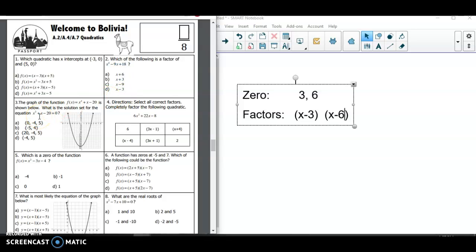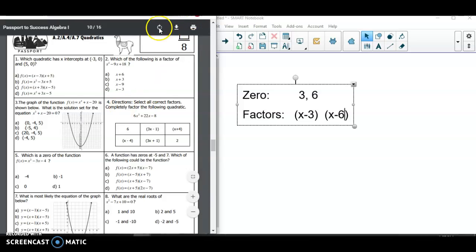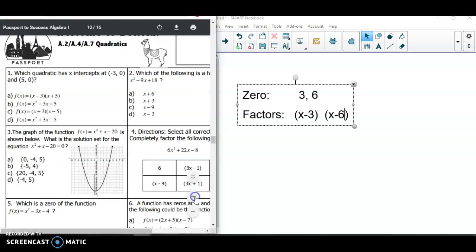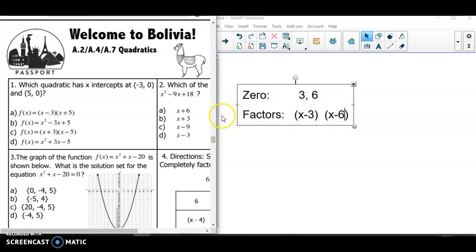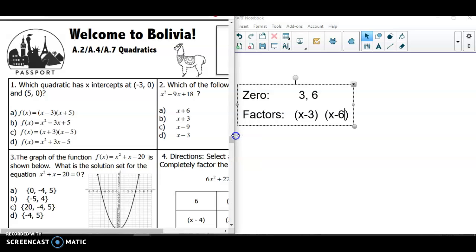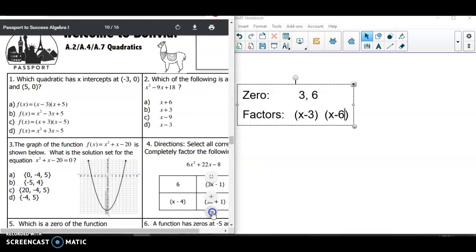Number 3. The graph of the function is shown below. What is the solution set? So for this one, I know that solutions are just x-intercepts. So I'm going to zoom in and see what my x-intercepts are. My x-intercepts are at -5 and +4. The only time you flip it is when you find the factor. Remember, you flip factors.